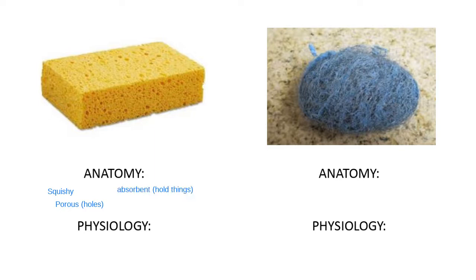Okay. This is a sponge, something that we wouldn't have problems probably grabbing and squeezing. Speaking from personal experience, it's not so fun to grab and squeeze these things over here. Steel wool, not so great for that. What were some of the things that you and your group came up with related to this steel wool, the anatomy of our steel wool? I know some of us said too that we had no experience with it. You're lucky if you haven't had to use Brillo pads before.